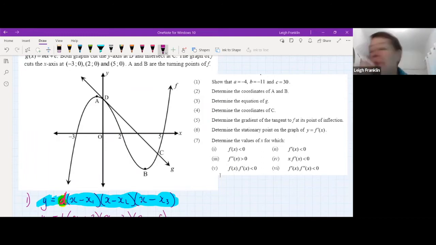What do A and B represent, Matrix? Indeed, they are the turning points, quite right. So what do we do for the turning points? How do we get the coordinates of the turning points? What do we have to do here?